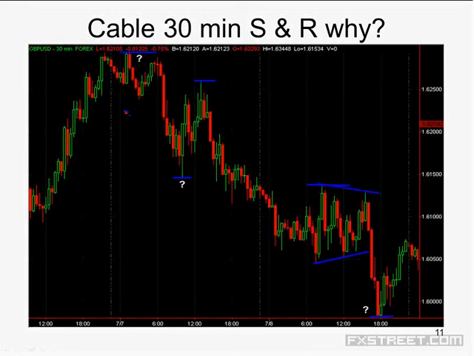Right, now then, let's just look at this. This is cable, 30-minute chart. Over here on the left, we've got an uptrend. Then price decided it wasn't going to go any higher. Set up a beautiful little multiple reversal. Then it came down, found a little bit of support just here, then it popped up to that level.